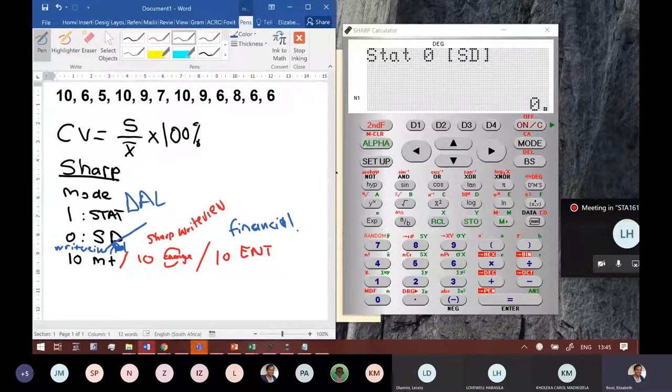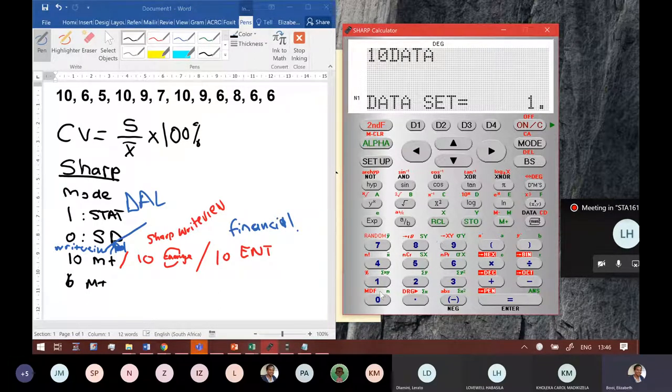So all the Sharp calculators are different. Then you continue to enter the values, which is 6, and you press the M plus, or you press 6 change, 6 ENT, depending on your calculator. I'll just continue without writing anything on the Word document. So we say 10, and we press the M plus, and then 6, M plus, or data change. I'm going to keep on saying M plus because I'm used to using my Sharp. 5 M plus, 10 M plus. And when you capture the data, it will also tell you what you typed. It tells you 10 is your data and it's stored in data set 4.